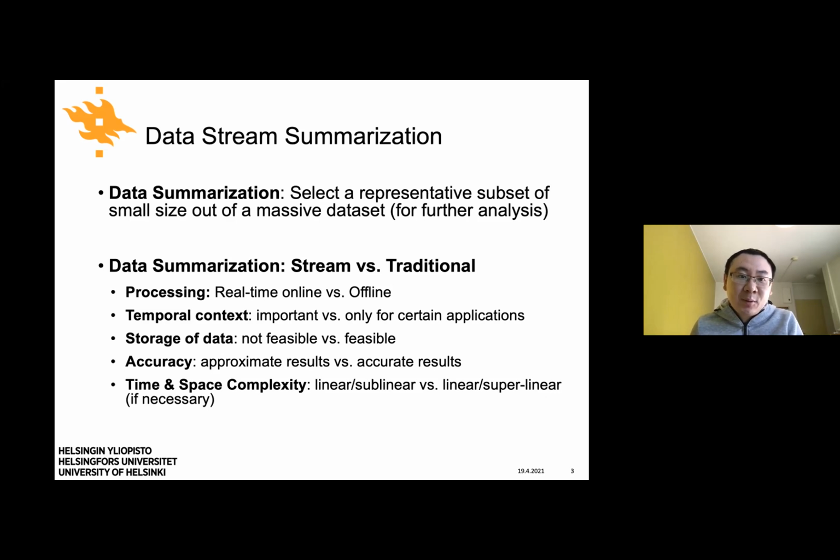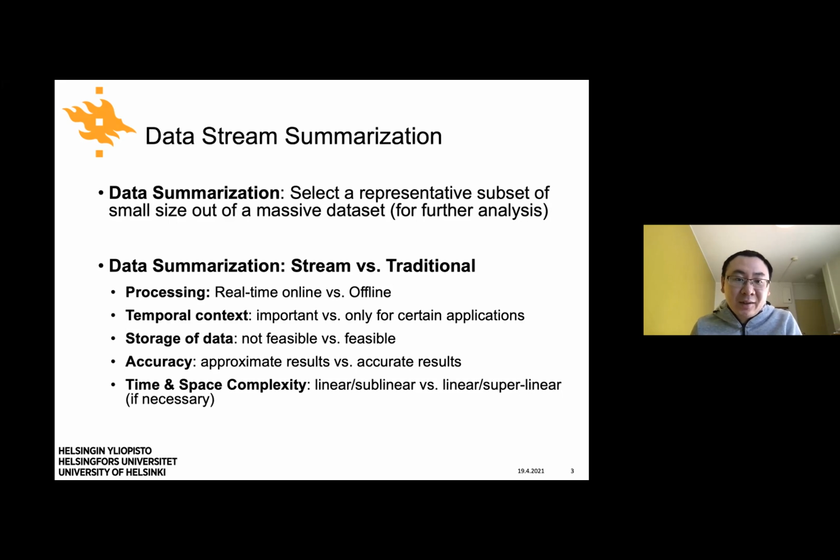To perform the data summarization task on data streams, compared with the traditional data summarization methods on offline data, the difference comes from the following 5 aspects. The first is, for data stream summarization, we need real-time online processing instead of offline processing. And the temporal context in the data stream is important for data stream summarization. But for the traditional data summarization tasks, the temporal context is only important for some certain applications.